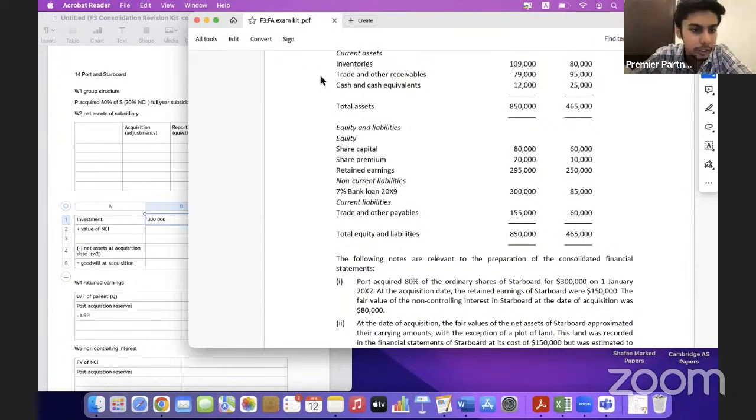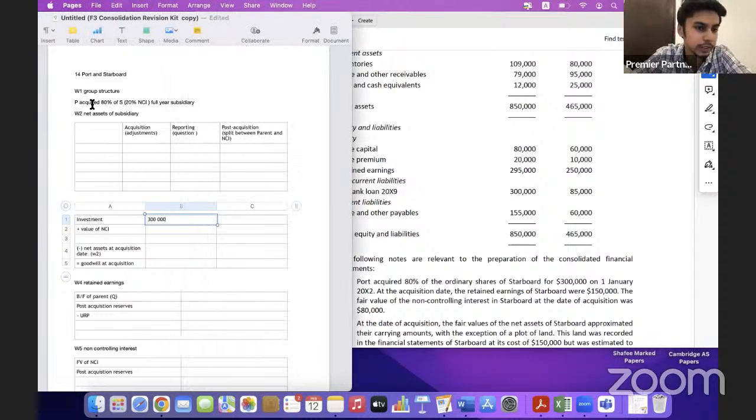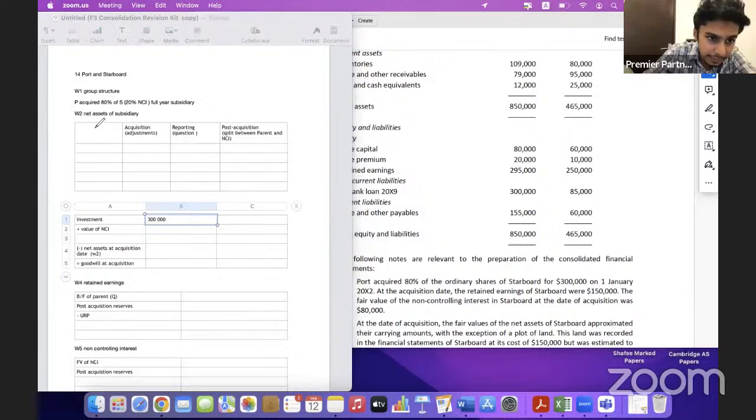Now I'm going to teach you how to do working number 2. Working number 1, that's it, because now you are not students who have studied theory with me. So remember, working number 1 is the group structure. You just have to understand who bought whom at what percentage. Now, how to do working number 2? Listen carefully. Working number 2, look at the name: net asset. What is meant by net asset?